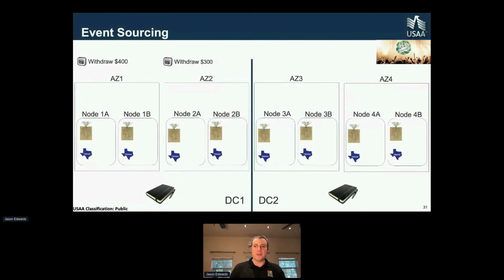and at what scope within our application are we going to draw that? So we've got two data centers geographically separated. Within each data center, we've got two availability zones, and within each availability zone, we've got a couple of instances of our application. So let's say we have a command come in to withdraw $400 from the account.